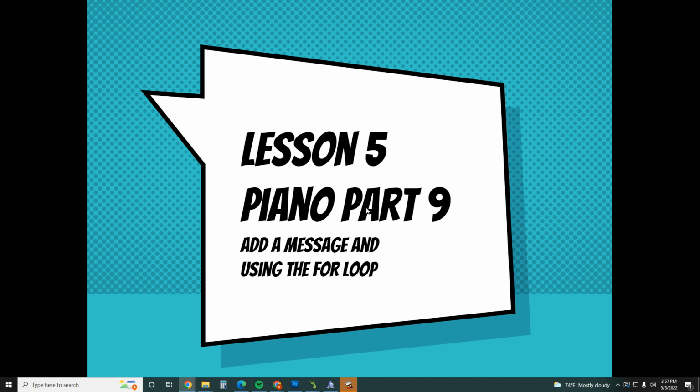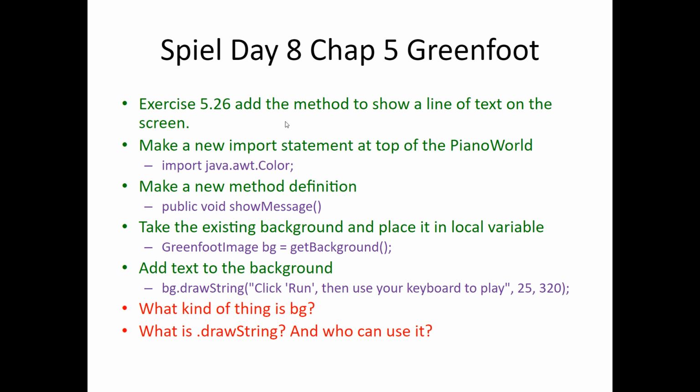We're going to do the last part of the piano, part 9. We're going to add a message, and we're going to learn how to use a for loop. We've done a while loop so far, but now we're going to do a for loop. Okay, so we need to show a message at the bottom of the screen. Here's what I want you to do: add the method to show a line of text at the bottom of the piano world.